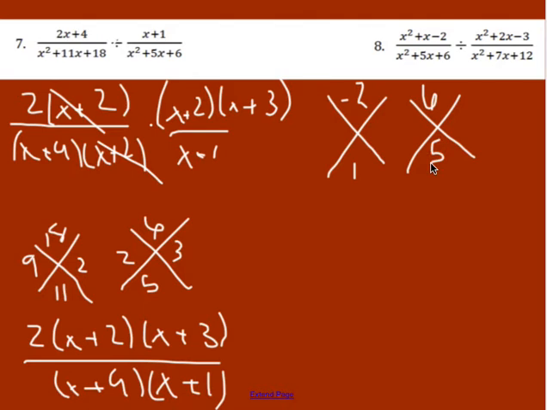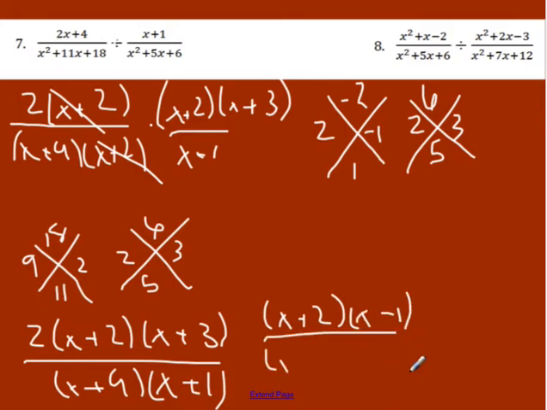So now I've set up the x's for this first one here. So that's going to be positive 2 and negative 1. This one's going to be positive 2 and 3. So on top, we're going to have x plus 2, x minus 1, and on the bottom, x plus 2, x plus 3. Now I need to set up my x's for that second fraction.